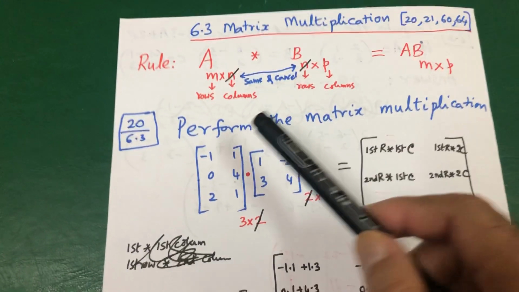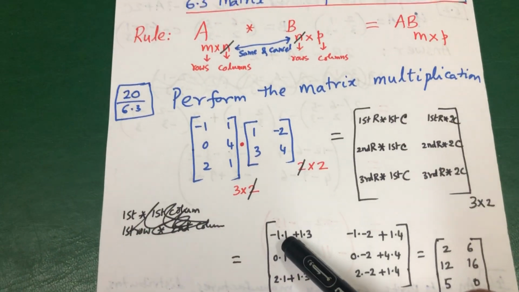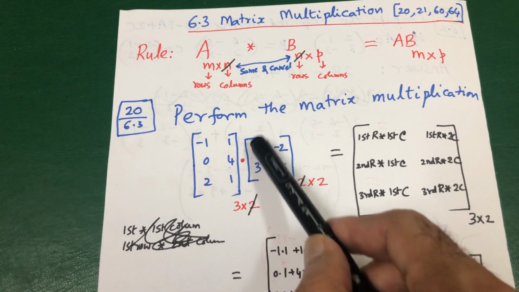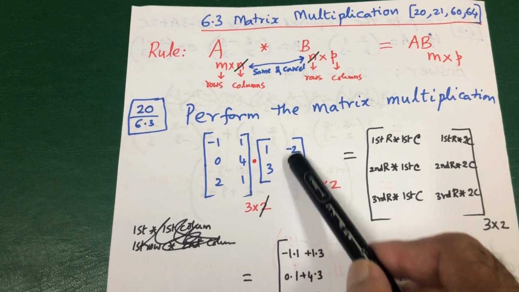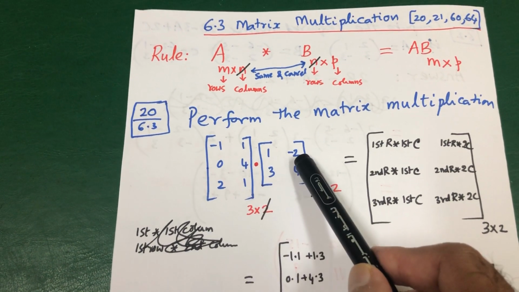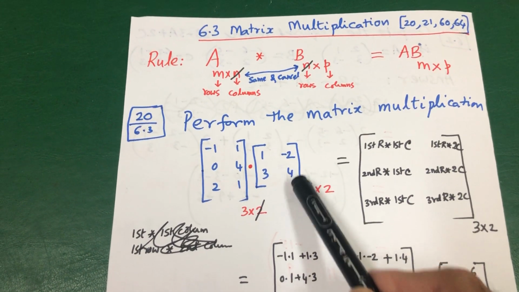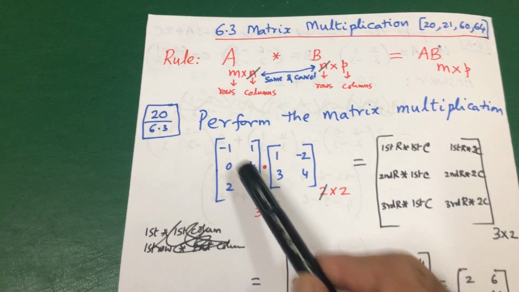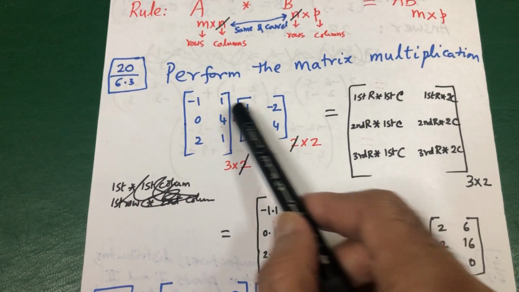What is this? The first row with the first column. Minus 1 multiply minus 1, and 1 multiply 3. First row with the first column. After finishing the first column, I will take the same first row and multiply by the second column. First element, minus 1 multiply minus 2, plus 1 multiply 4. First row, first column finished here, first row, second column right here.